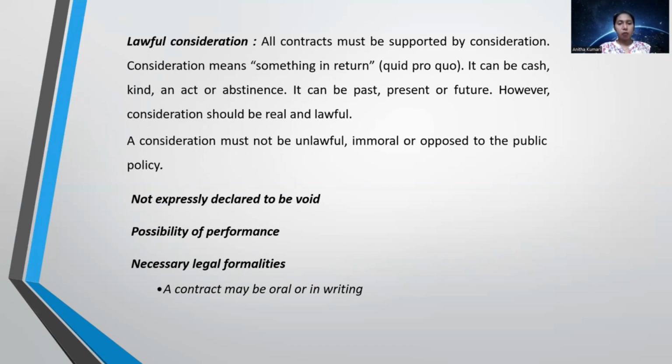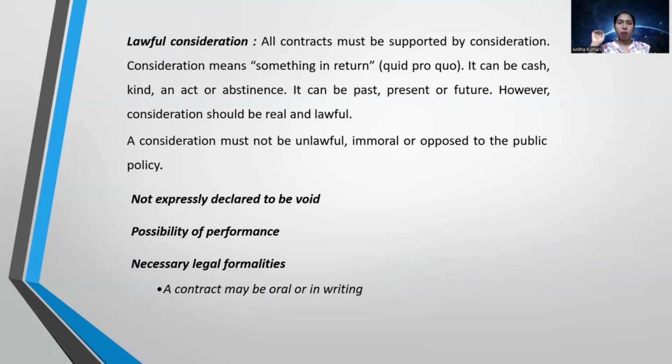Apart from this, there are certain essentials of a contract to be fulfilled. Not expressly declared to be what? That means sometimes the law itself might have clearly mentioned that if you are going to do this kind of contract, it is not valid, it is a void one. For example, if you are exporting sandalwood, or some other goods which is prohibited by law, and you are going to involve in such a contract, that is called a void contract.